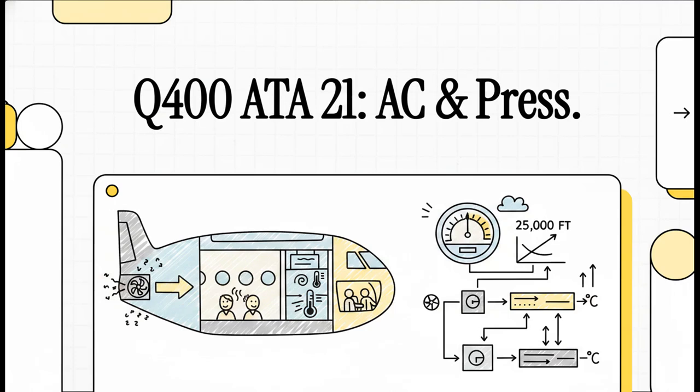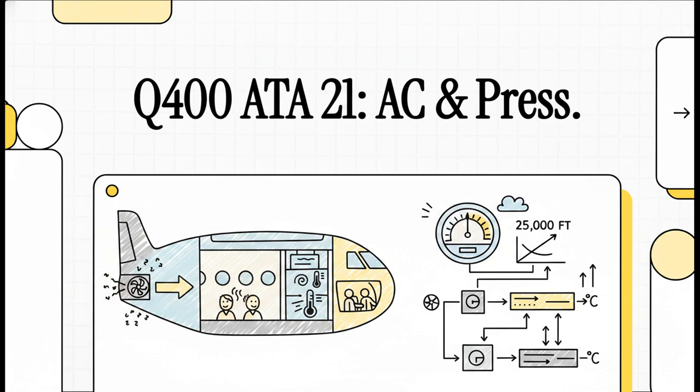Welcome to the Bombardier Q400 virtual flight deck. Today, we are going to completely master a really critical part of this aircraft, the ATA-21 air conditioning and pressurization systems. Whether you're a pilot, a student, or just a total aviation geek, this explainer is designed to demystify exactly how we breathe, stay comfortable, and, well, survive up at 25,000 feet.